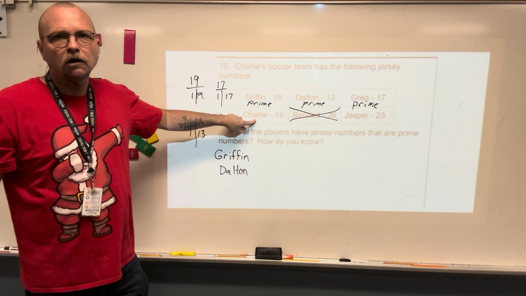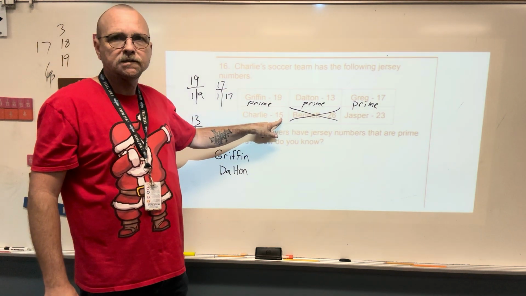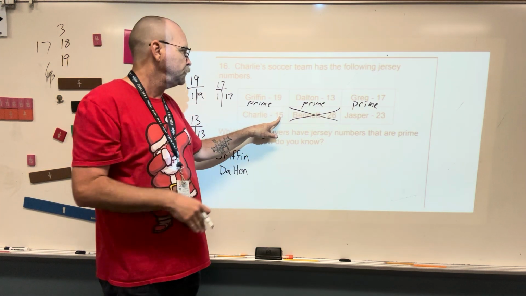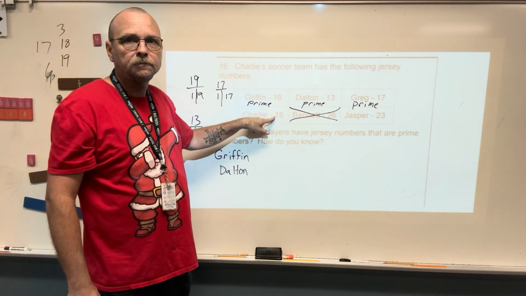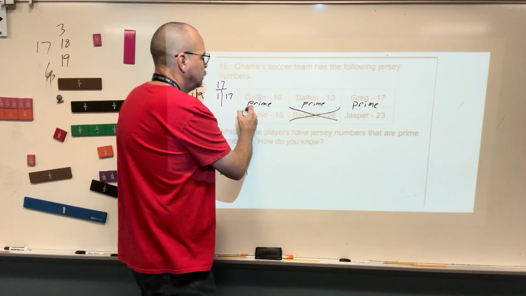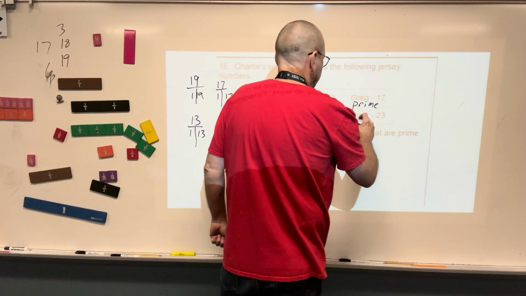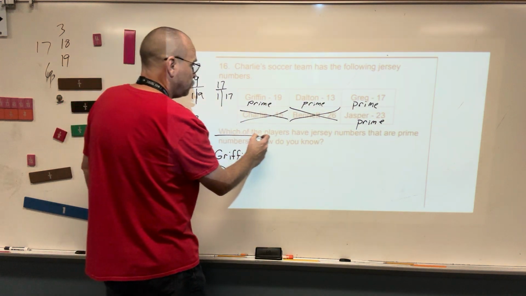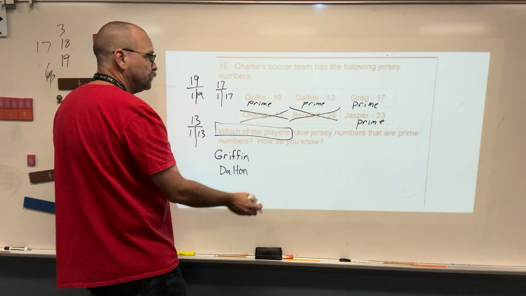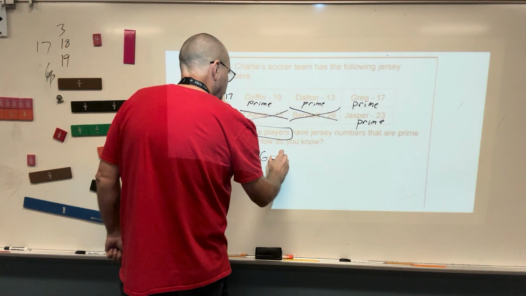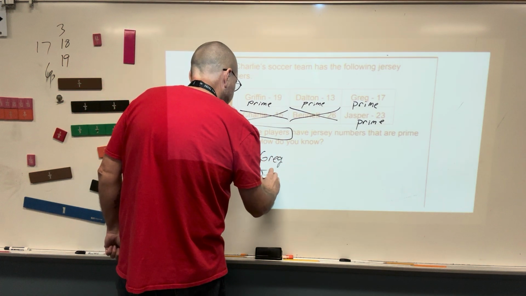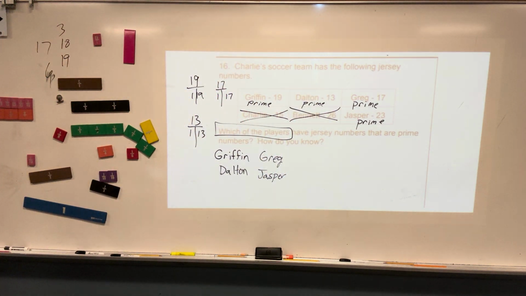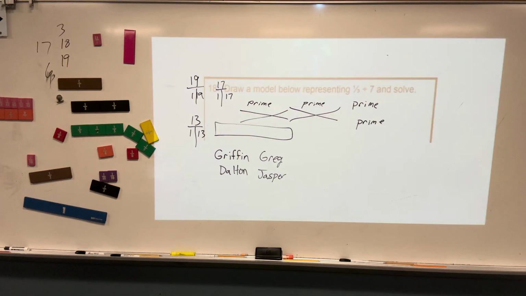Now I can eliminate Charlie because Charlie has a 5 in the ones place. Since Charlie has a 5 in the ones place, that means 5 times something will equal 15. So we'll have 1 times 15 and 3 times 5. So I know that, and then Jasper's prime. So my answer would be Griffin, Dalton, Greg, and Jasper. I know 23, we just did that on a previous problem. So that's easy peasy.